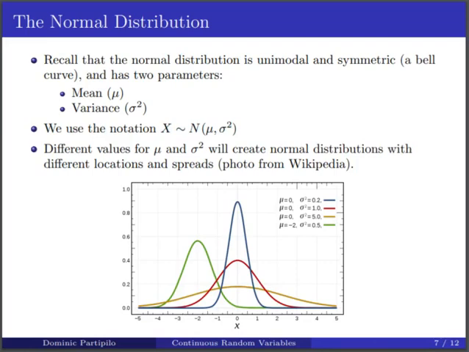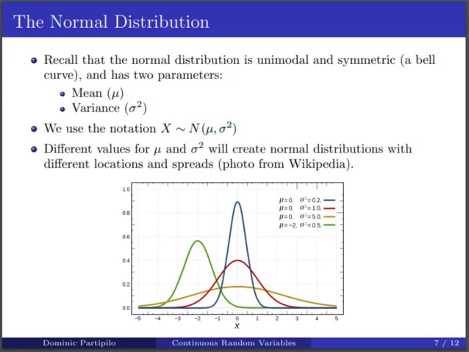Remember when we were talking about the binomial distribution, if x was a binomial random variable, then we would say x follows a binomial distribution with n trials and probability of success p.